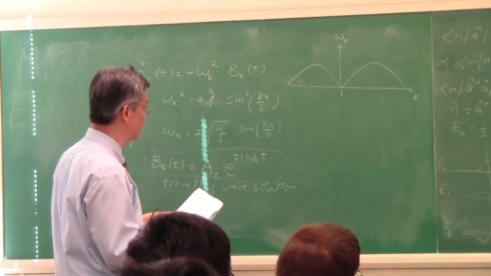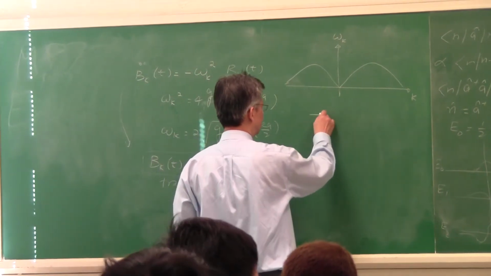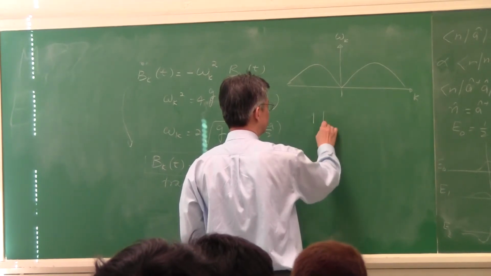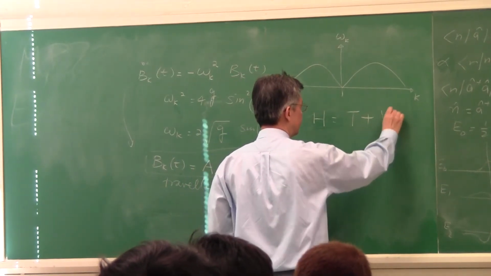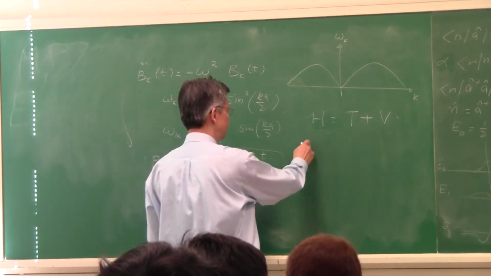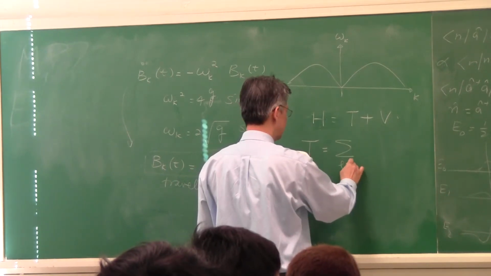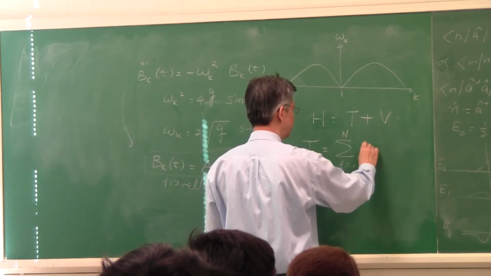So we can also write down the Hamiltonian of the system. If we write down the Hamiltonian of the system, it's given by kinetic energy plus potential energy. And we can write down the kinetic energy of the system, and it would be equal to the sum of the kinetic energy of each individual particle.